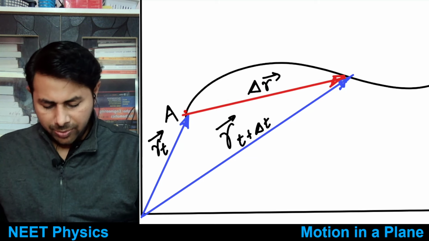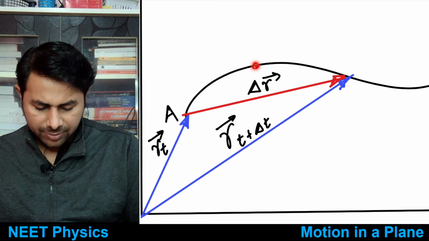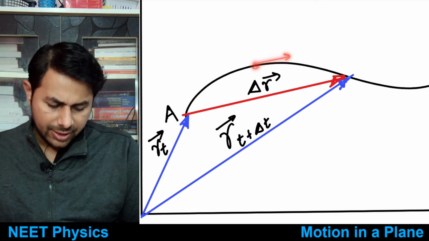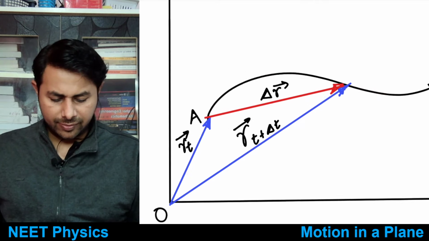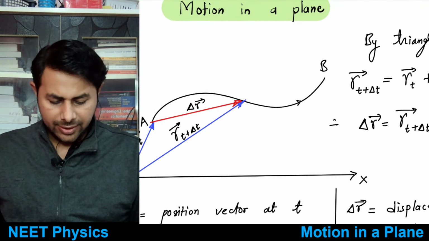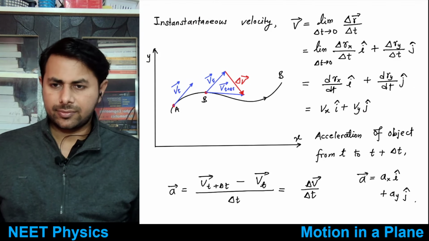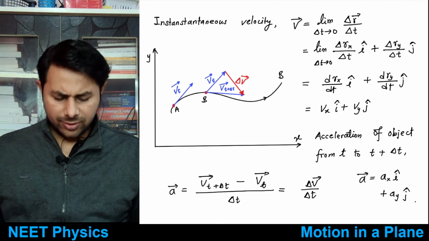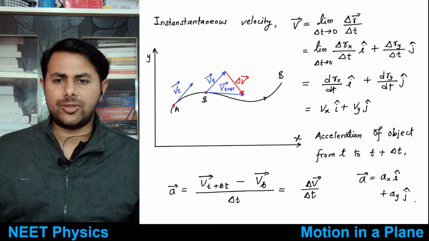And if you want instantaneous velocity at this point, it will be along this tangent. At this point it will be along this tangent. Instantaneous velocity at this point will be along this tangent, right? Everyone, this is clear? Okay, so that's just the difference between the direction of average velocity and instantaneous velocity.